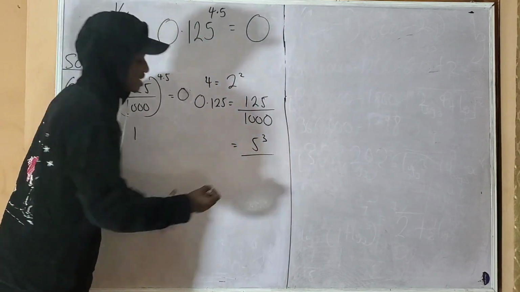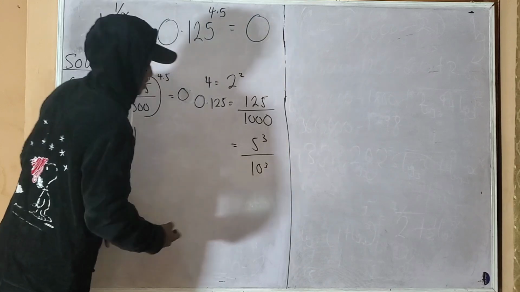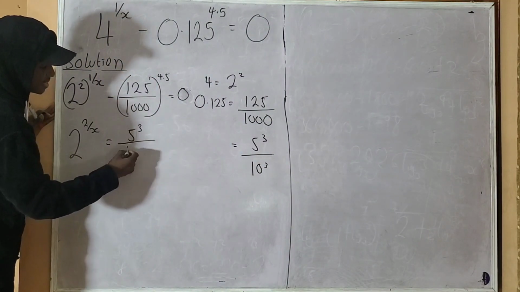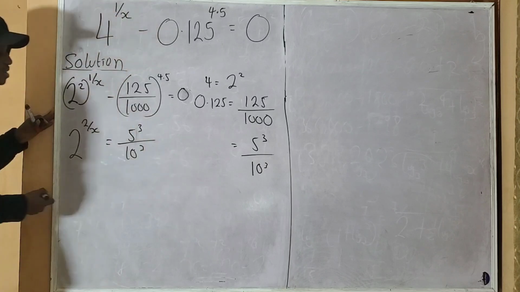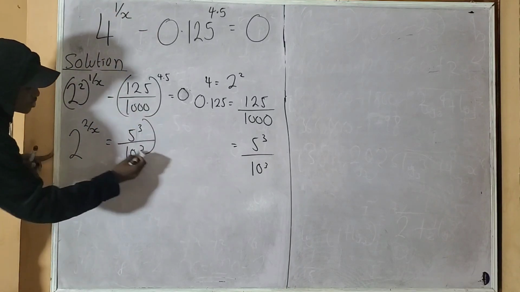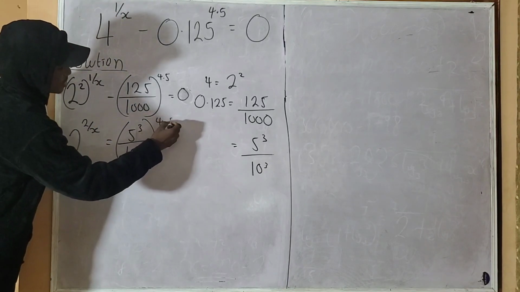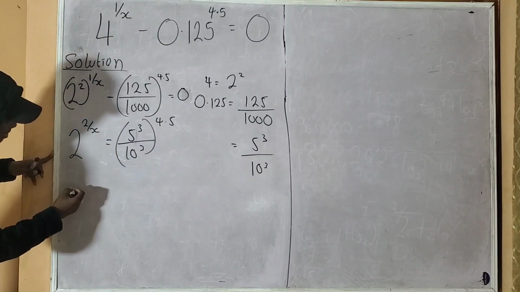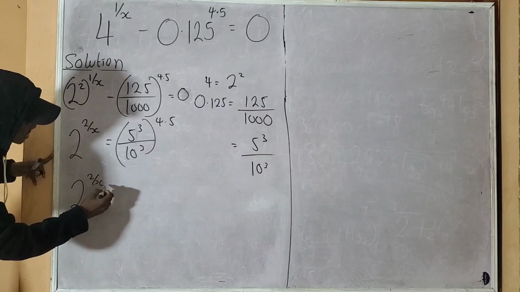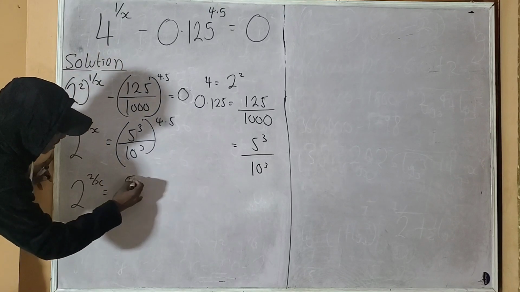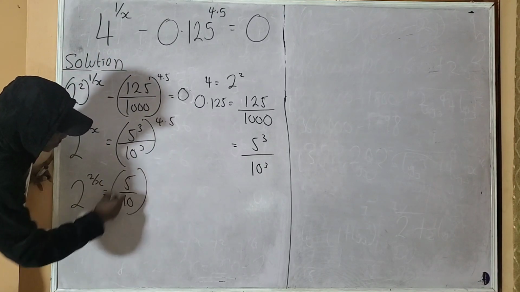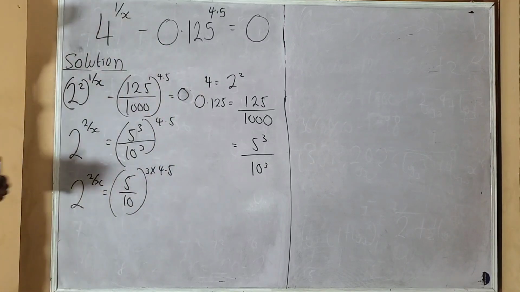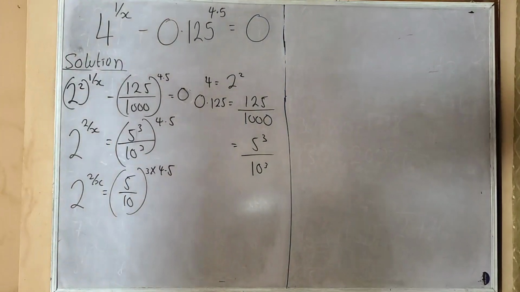Also, 1000 can be written as 10 raised to the power of 3, right? So we're going to have 5 raised to the power of 3 divided by 10 raised to the power of 3. This will be raised to the power of 4.5. Are you following? Okay. 2 raised to the power of 2 over x is equal to 5 over 10 raised to the power of 3 multiplied by 4.5. If you have any question, let me know now.